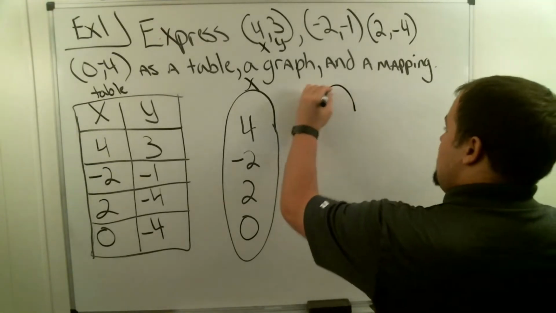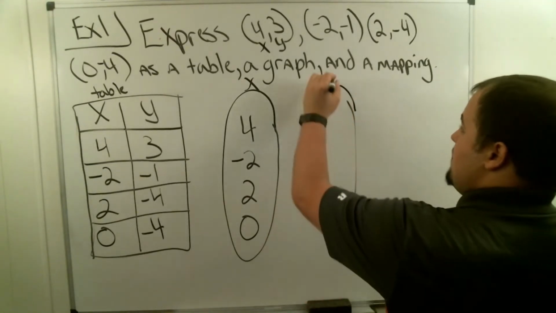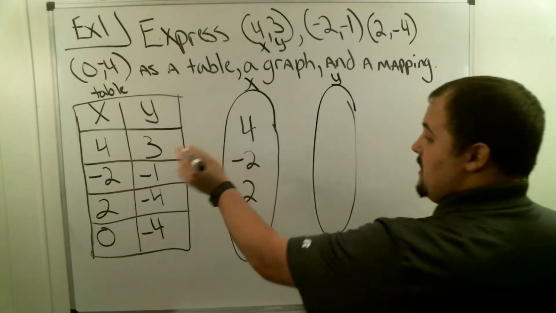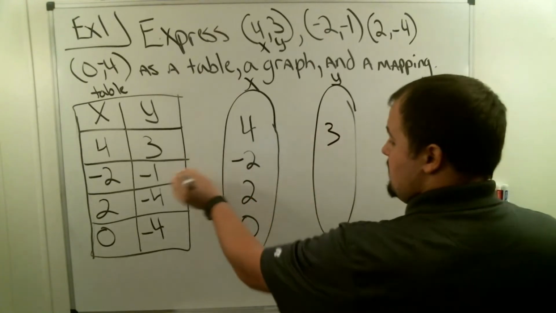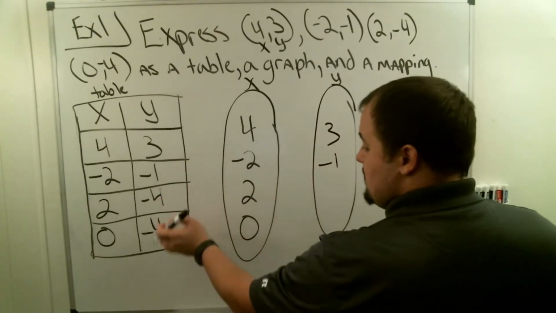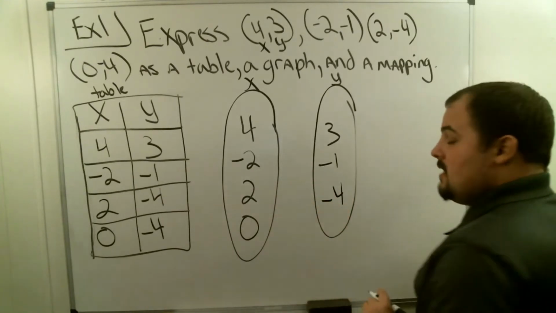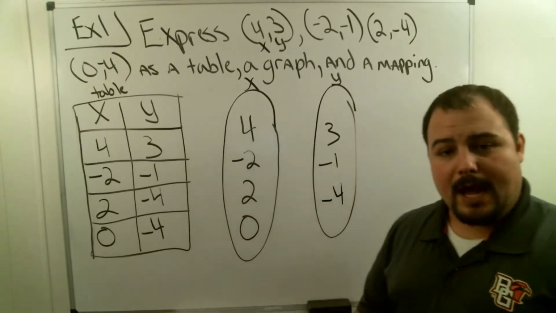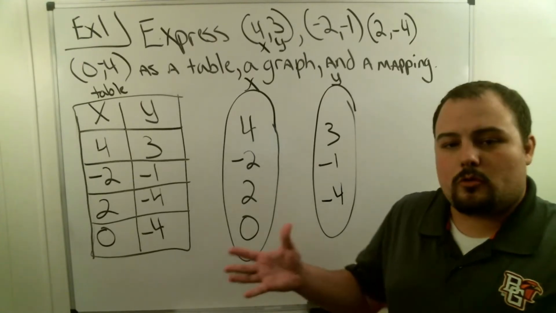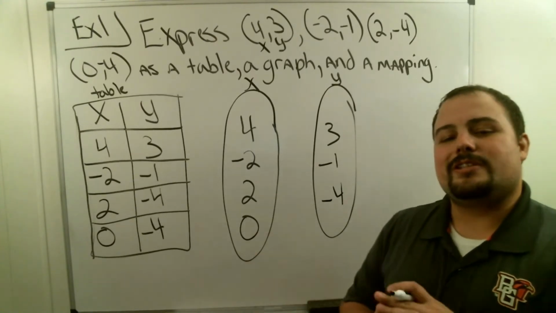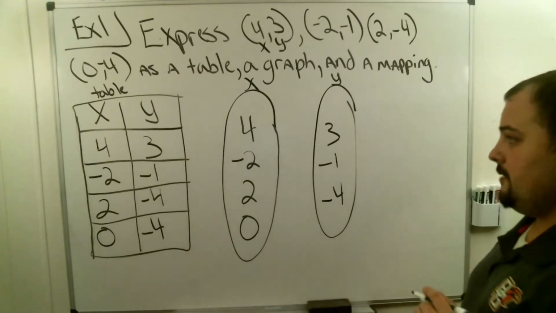Then I'm going to make another oval here, and I'm going to call these my y values. In my y values, I have 3 once, I have -1, and you have -4 twice, but you only have to write it 1 time. Because what we're going to do is create a map. And in a map, it's kind of like Google Directions. You're going to see how it goes from one place to another.